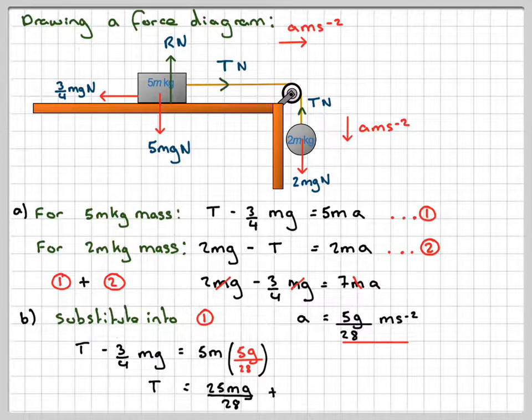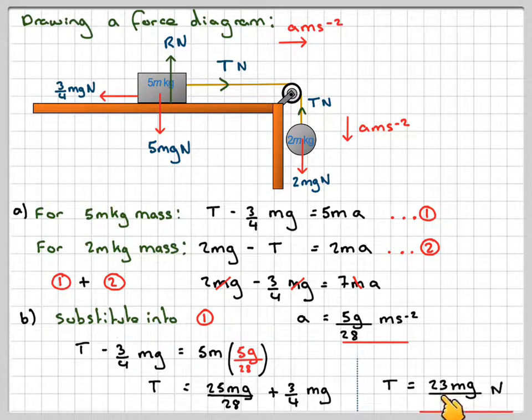25m/28 g plus 3/4 mg. Now, obviously, in the exam when you're in a hurry, you could do 25/28 plus 3/4, and then just write mg in your final answer. So that's going to give you that the tension was 23/14 mg newtons.